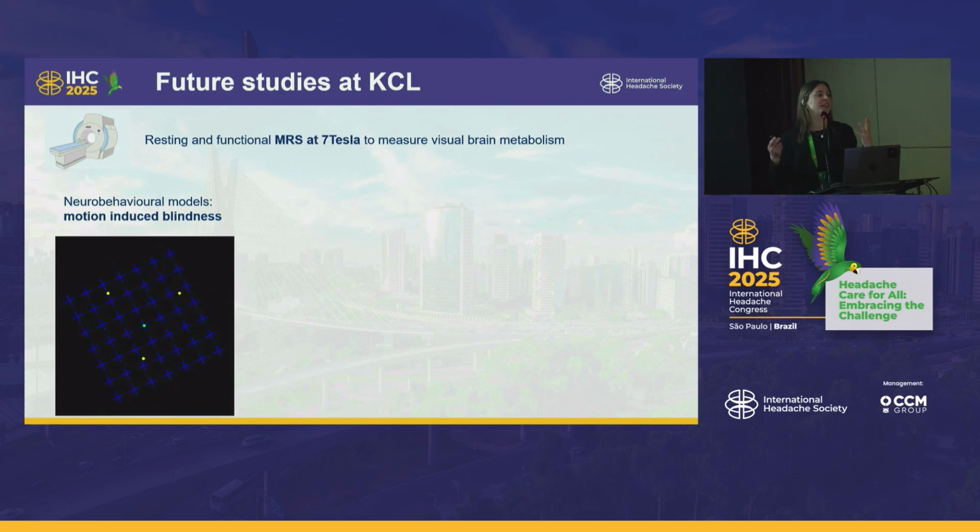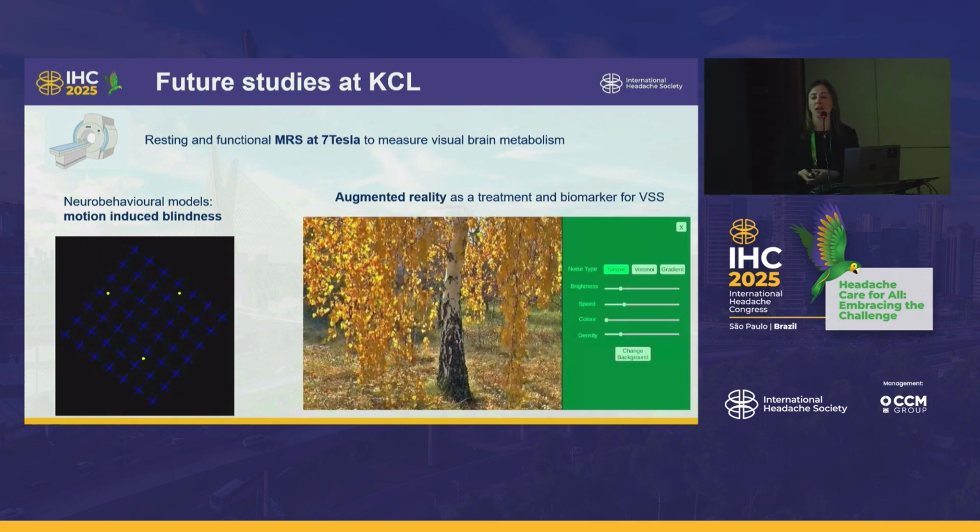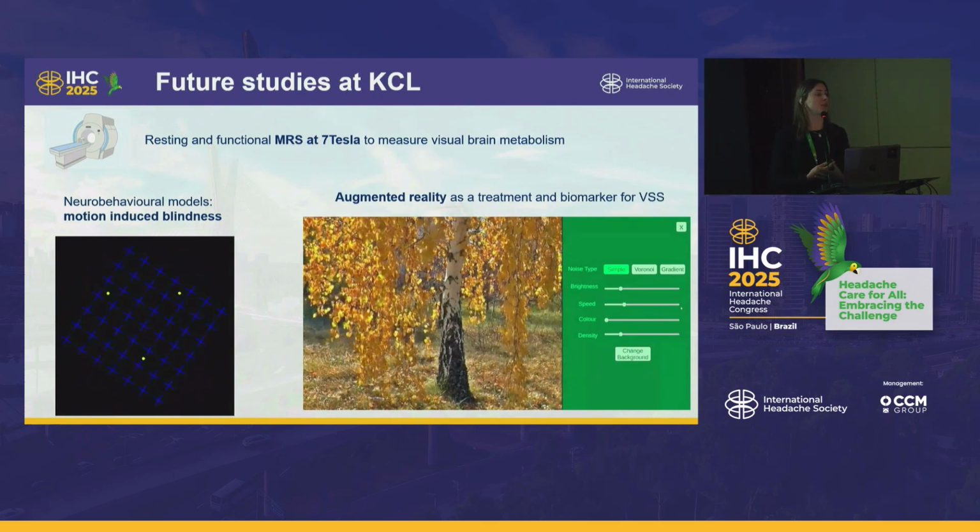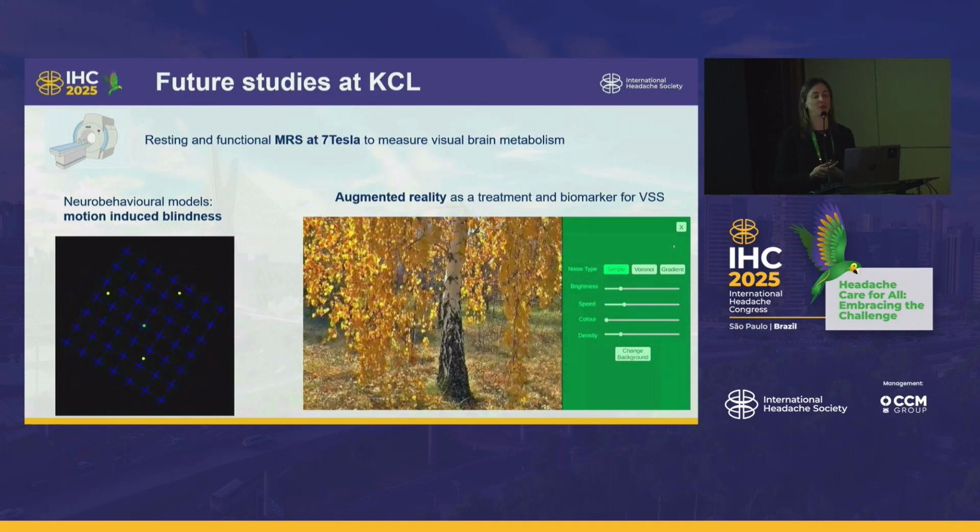So this, for example, is a very neat and simple to do model that looks at something called motion-induced blindness. If you're a healthy person, you have normal sensory cortices, you look at the central moving green dot, and while you're looking at that, the static yellow dots in the periphery disappear because your brain considers them as irrelevant, as non-salient. And we believe that actually people with visual snow do not have this mechanism healthily implemented. We're also looking at aspects, for example, of augmented reality as a possible treatment or biomarker of visual snow.